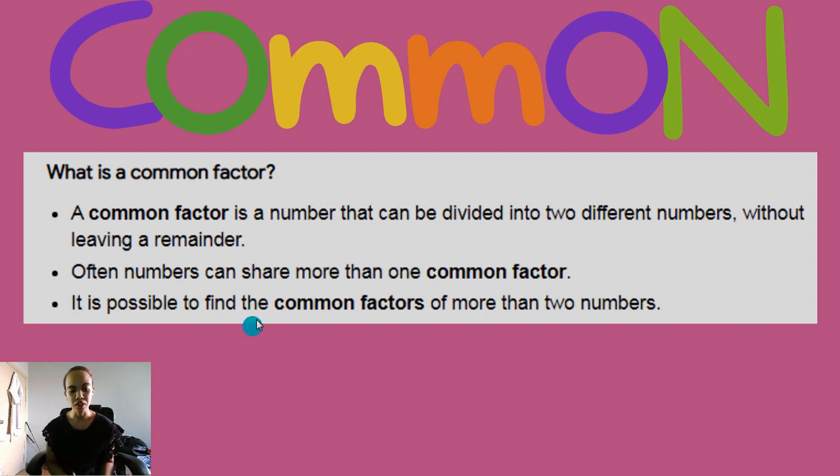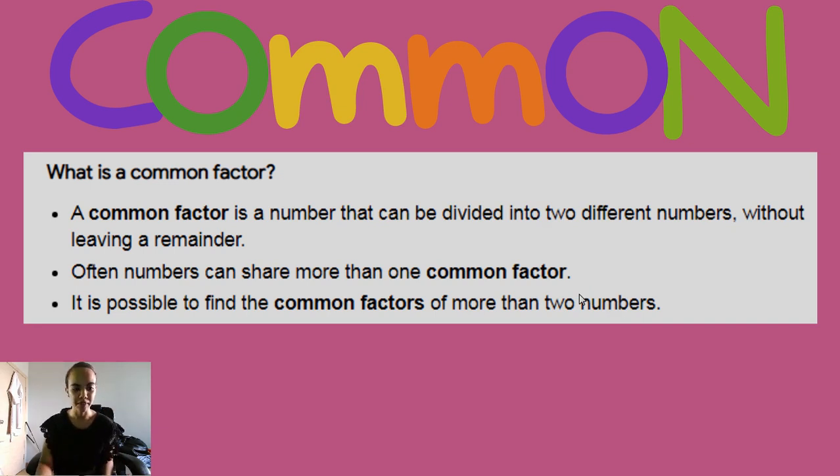It is possible to find common factors for more than two numbers. Now, we can even do more than two numbers. Okay, if I had 10, 20, and 60, I can still find common factors for each of those. But they have to be common for all three numbers.